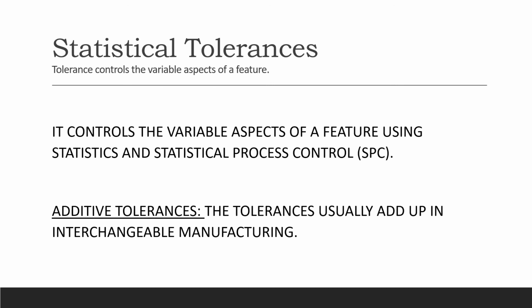Alright, additive tolerance is nothing but we usually add up, because it is called additive, meaning add it up. Add it up, interchangeable manufacturing, meaning we're adding the tolerances, again for efficiency and to increase speed, and also for other purposes. Anyway, so that's the end of chapter 3.